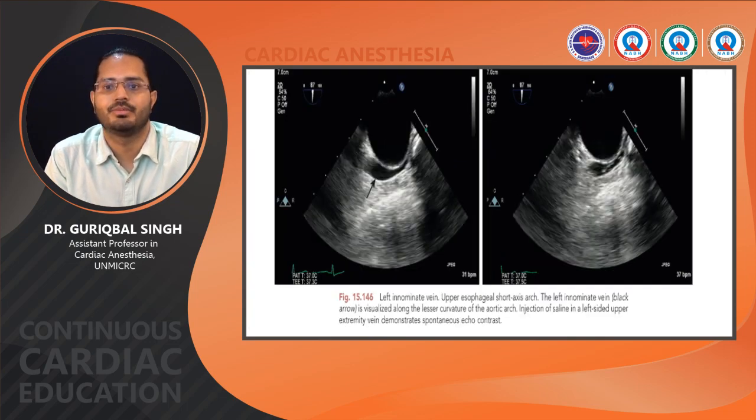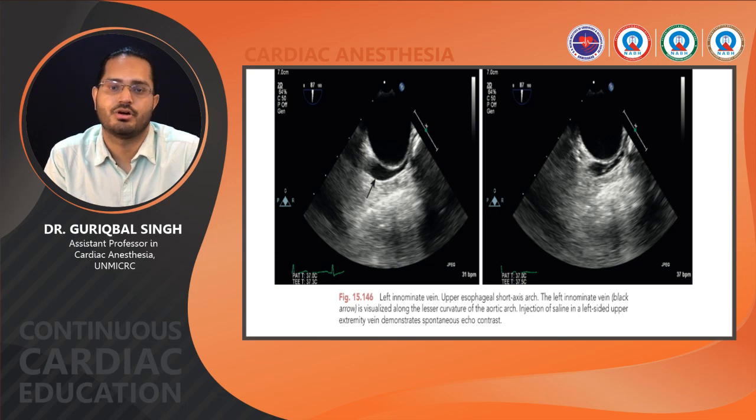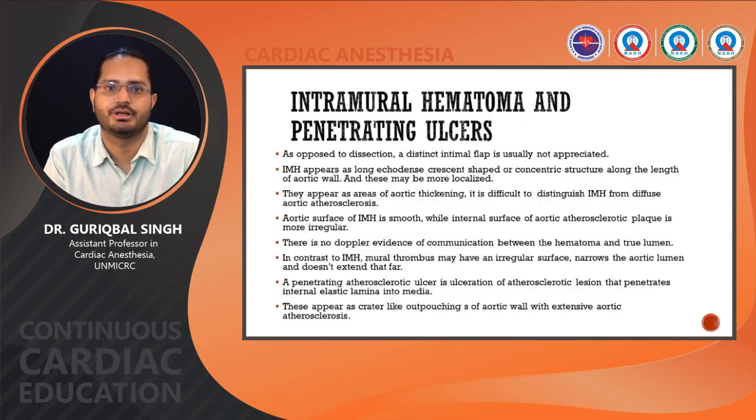The left innominate vein in this is visualized along the lesser curvature. So injection of saline in left upper limb vein will demonstrate spontaneous echo contrast. So it may appear as a false lumen, but it is a left innominate vein.